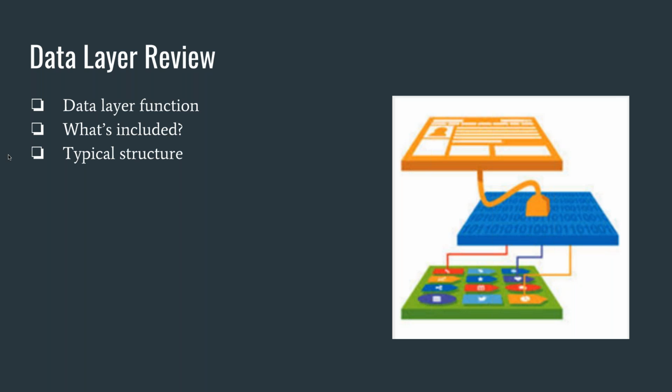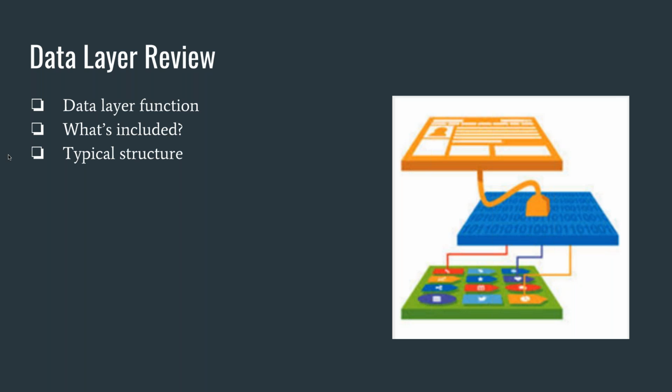So in terms of what's typically included in your data layer structure, we'll get into it a little bit more, but any information that is relevant for the page or the content that the user is looking at, as well as any user type of information that you need for reporting and for analytics, attribution, all those different things, and different types of marketing, advertising technologies that you're using on your site.